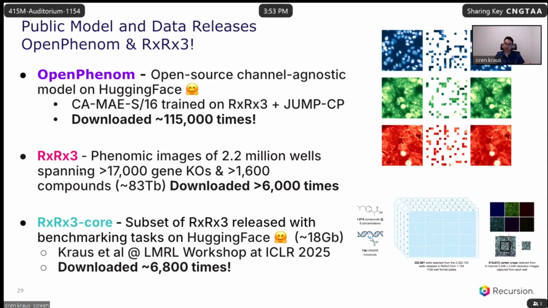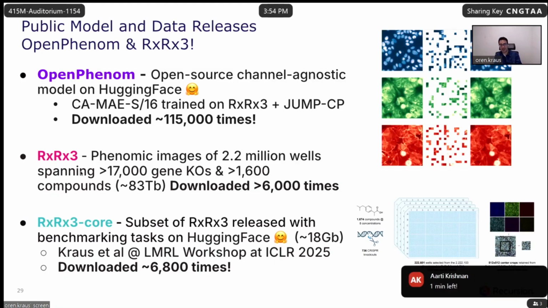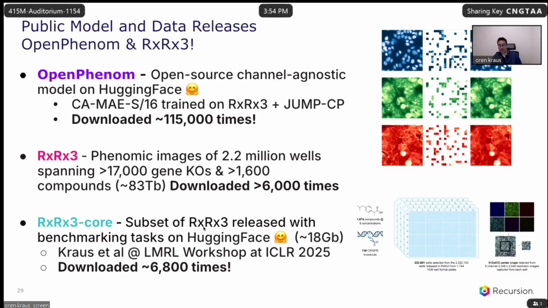RxRx3 is a genome-wide knockout screen that also includes about 1,600 compounds. So it's much larger, about 83 terabytes, but it's also been downloaded 6,000 times. And then RxRx3-core is a subset of that dataset that's on Hugging Face. It's more designed for benchmarking, and it has an associated benchmarking task. That one was published at a workshop at ICLR last year.